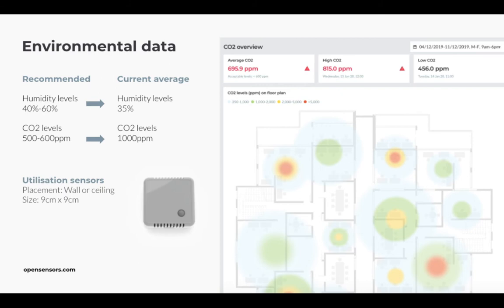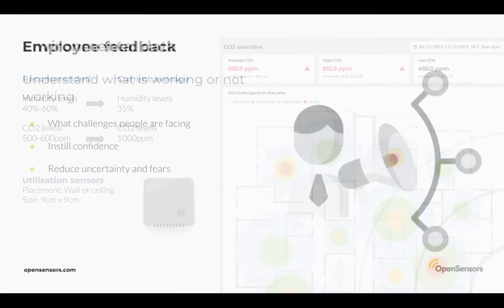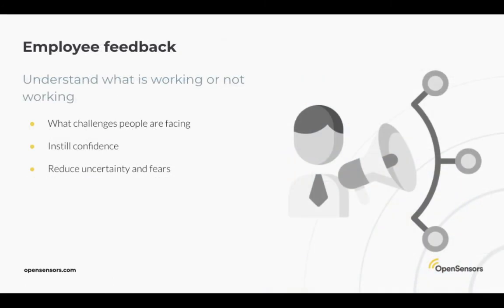We've seen customers with over 1,000 parts per million indoor CO2 during peak hours, which is dangerously high. It makes people drowsy, it interferes with cognitive function and so forth. But it is also very, very critical post-COVID to keep an eye on your air quality and airflow within the office. Really start gathering employee feedback.